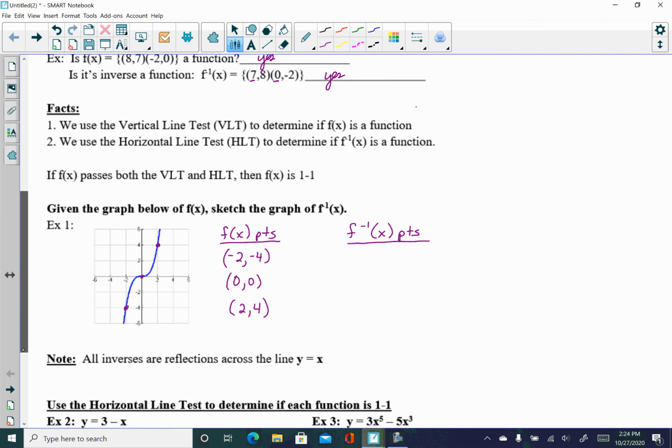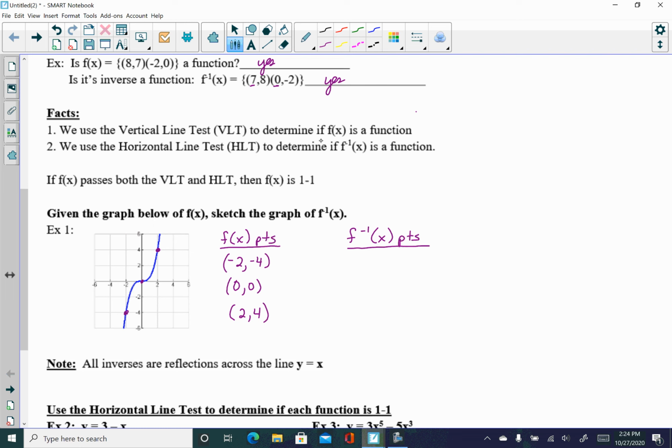Just below that, a couple of facts. We use the vertical line test to determine if f of x is a function. We use the horizontal line test to determine if f inverse of x is a function. Vertical line test is if you draw a vertical line and you only pass through one point on the graph, then you pass the vertical line test. Horizontal line test is drawing a horizontal line through your graph, and if it only passes your graph at one point, then it passes the horizontal line test.